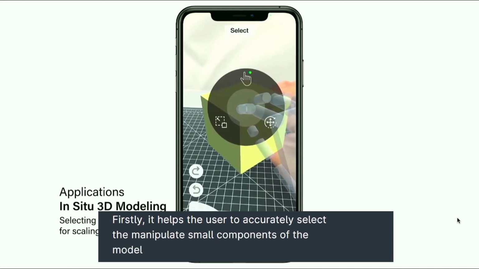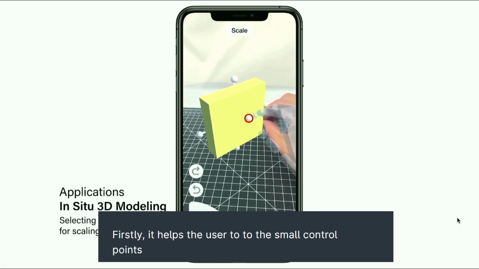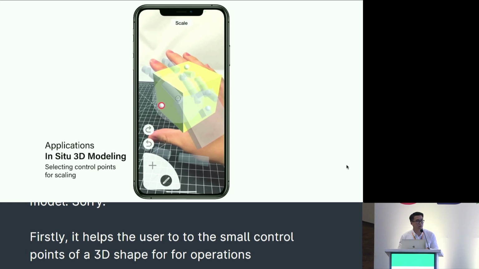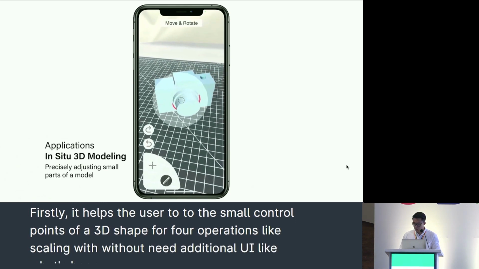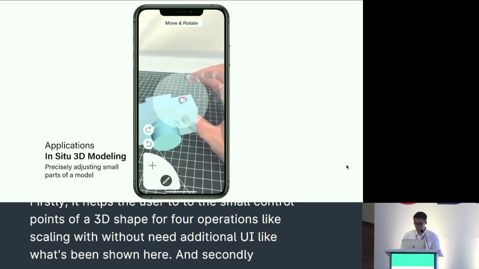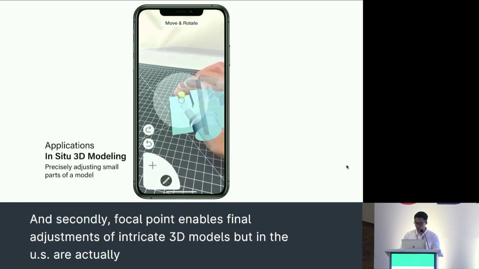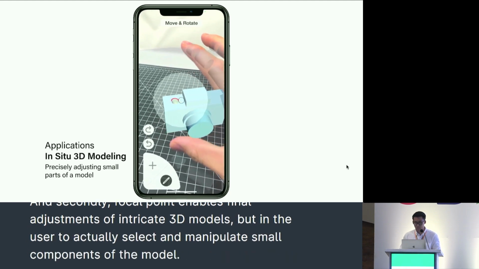Firstly, it helps the user to recognize the small control points of a 3D shape for operations like scaling without any additional UI, like what's being shown here. And secondly, Focal Point enables fine adjustments of intricate 3D models by letting the user accurately select and manipulate small components of the model. In this example here, the user can pick up and move the small shutter button of the camera.